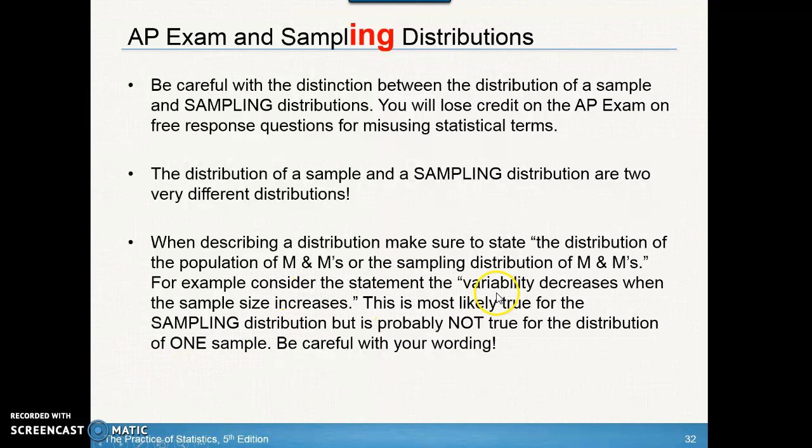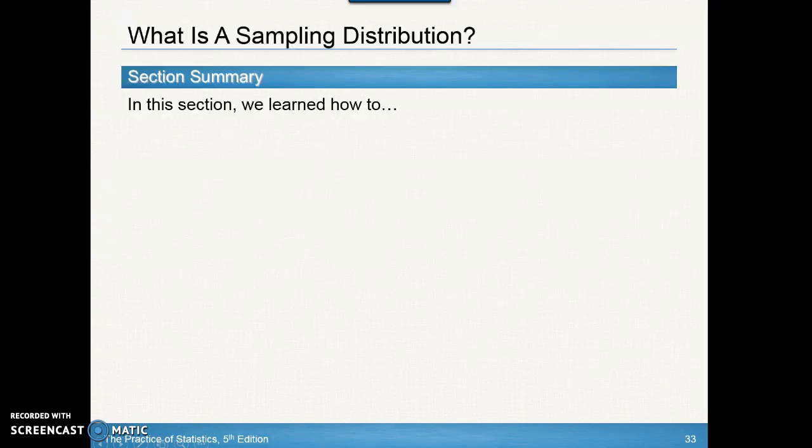For example, consider the statement, variability decreases when the sample size increases. Well, which one is that true for? Is that true for the population or the sampling distribution? It's true for the sampling distribution, but not for the distribution of one sample, and not really for the population either, because remember, the population distribution is not going to change when the sample size increases. It is what it is. So just be careful with your wording.